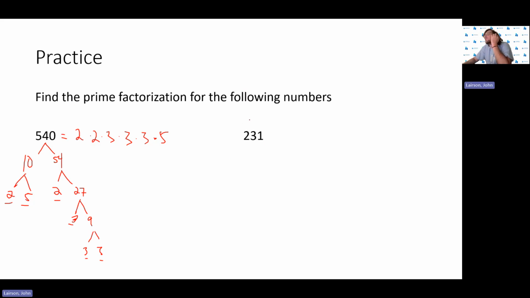231. This one's a little trickier. It's not even, it doesn't end in 0, it doesn't end in 5. The next number I would check though is the divisibility rule for 3. So 2 plus 3, just adding up the digits: 2 plus 3 plus 1, 4, 6. So I add up the digits. This is 6. This is divisible by 3 because 6 divided by 3 is 2. So I know 3 will work. And then I need my calculator to figure out what 231 divided by 3 is.